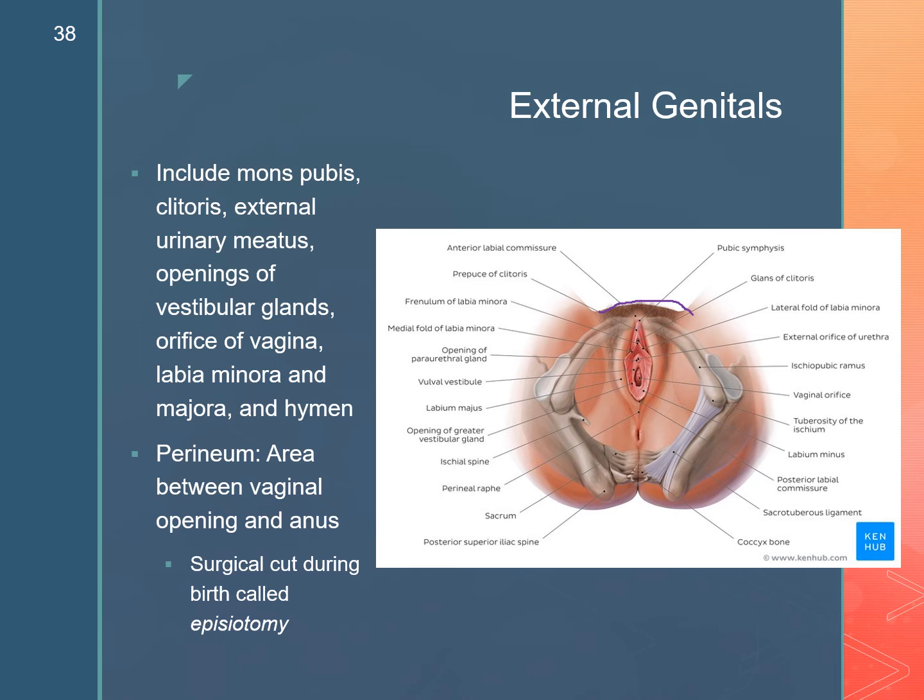Okay, now the perineum is a term that we use to describe the area between the vaginal opening and the anus. And if there was a situation where mom is in labor and she's at risk of tearing the vaginal opening, then the surgeon or the obstetrician would go ahead and perform something called an episiotomy. And this is a cut in that vaginal opening to allow for an easier passage of the baby. Okay, so that is an overview of the external genitalia.